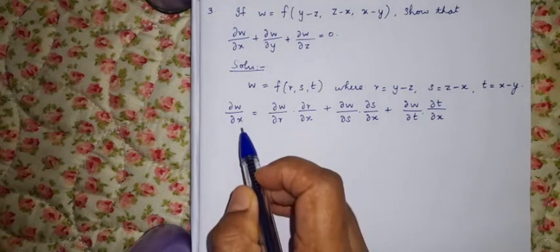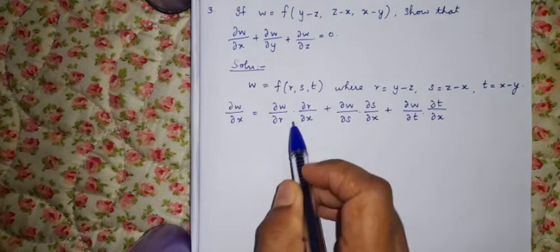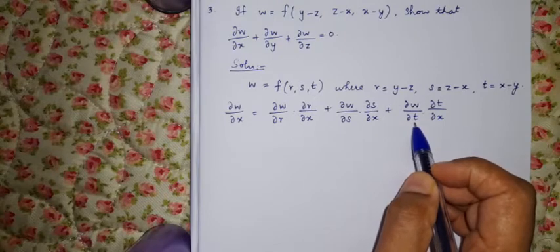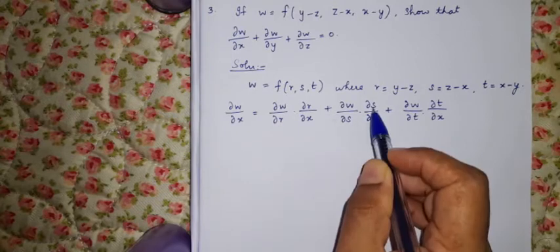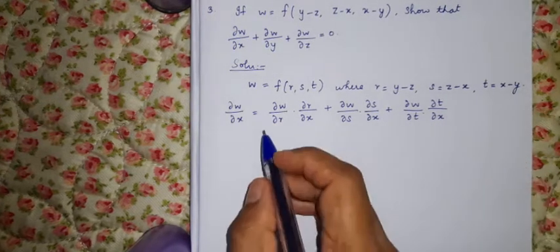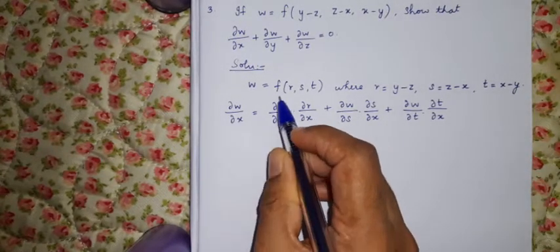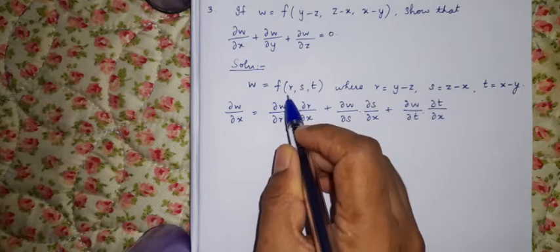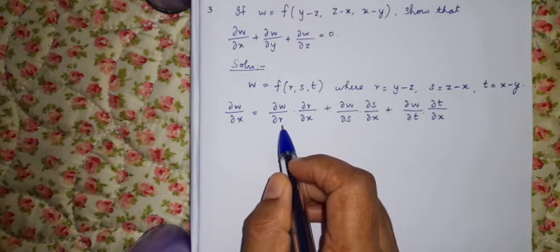You need ∂w/∂x, but w is in terms of r, s, t. So ∂w/∂r, ∂w/∂s, ∂w/∂t. But since it is with respect to x, ∂r/∂x, ∂s/∂x, ∂t/∂x. Now let's find these values. You can't find ∂w/∂r because you have it only as a function of r, s and t. You don't know what that function is.